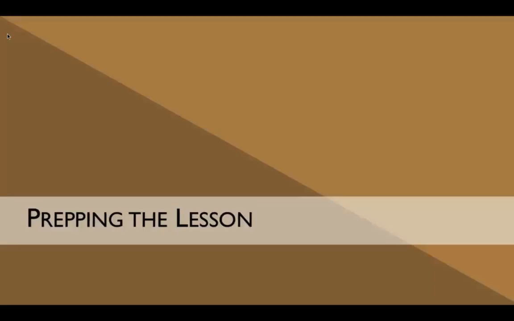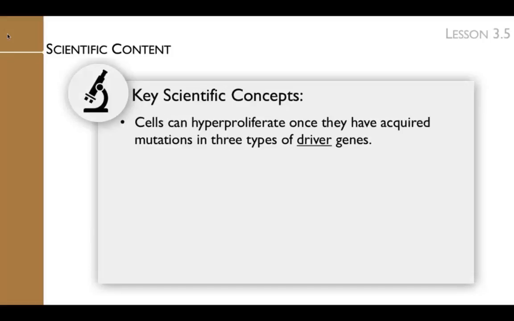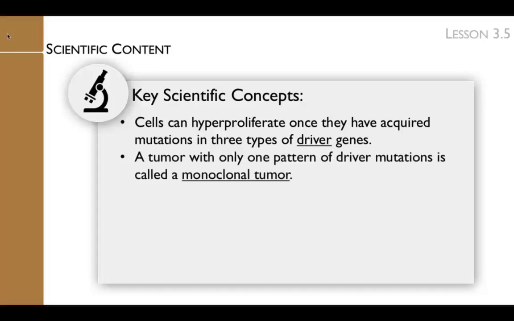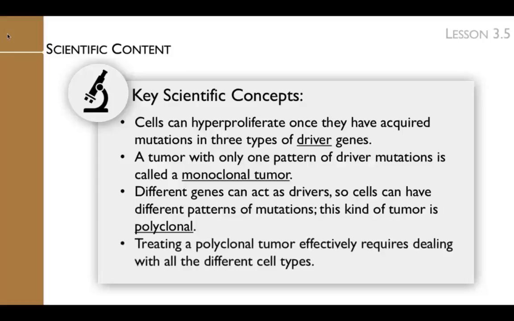To prepare for this lesson, you'll need to review the following key scientific concepts that will be presented throughout the lesson. Cells can hyperproliferate once they have acquired mutations in 3 types of driver genes. A tumor with only one pattern of driver mutations is called a monoclonal tumor. Different genes can act as drivers, so cells can have different patterns of mutations. This kind of tumor is polyclonal. Treating a polyclonal tumor effectively requires dealing with all the different cell types.